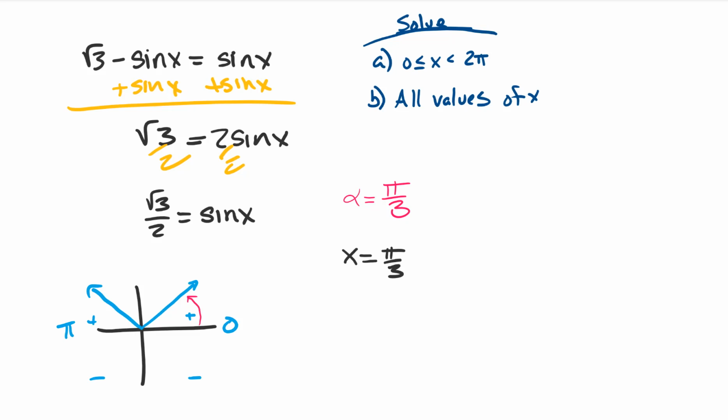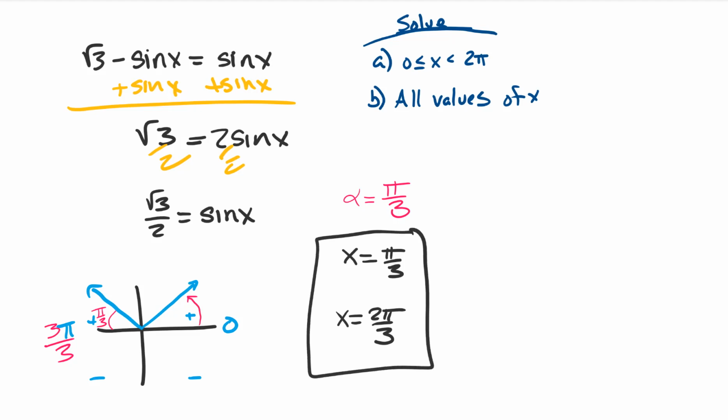Now we just need to look over in the second quadrant and figure out what angle also has a reference angle of pi over 3. We're in the second quadrant, so we can do one of these games real quick: 3 pi over 3 minus pi over 3 is 2 pi over 3. So x is equal to 2 pi over 3. These are the only two values of x between 0 and 2 pi that would make this equation true.